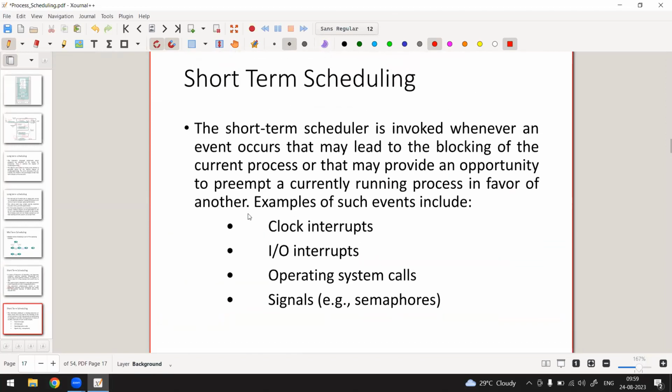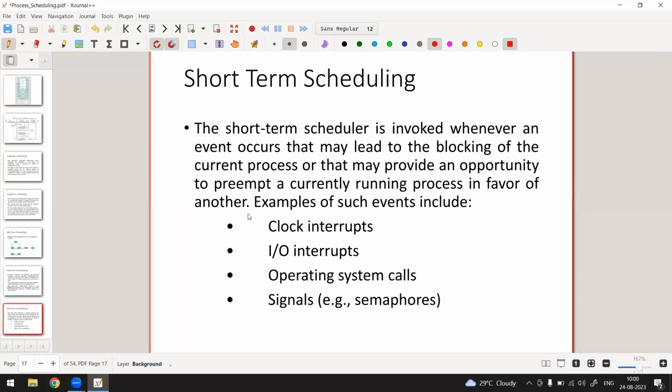The short-term scheduler will be invoked whenever an event occurs that may lead to a switch of the process, right? As I told you, the short-term scheduler's job is to execute a process on the processor. So whenever the processor becomes free, the short-term scheduler has to come into the picture and take the new process and execute it.